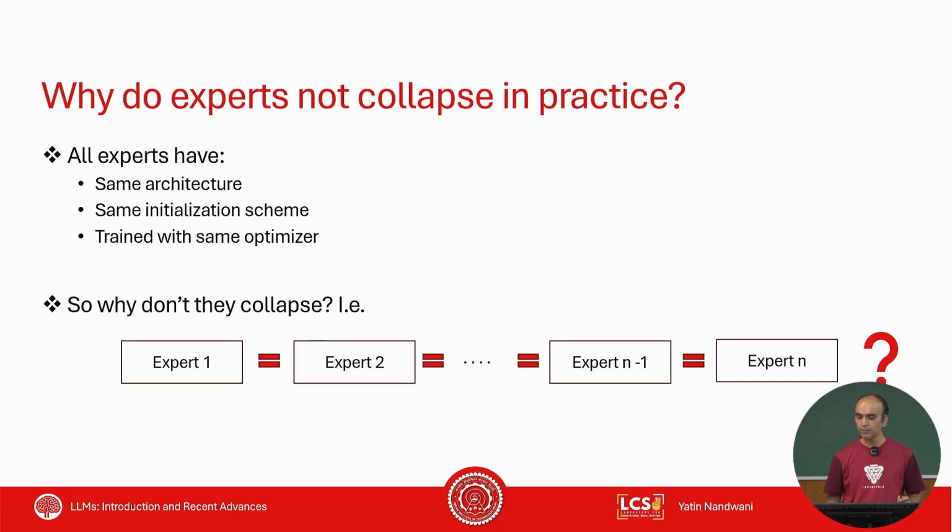But then we need to address some important questions, which is why are these experts not collapsing in practice? We are starting them randomly. This is the question that I think I raised earlier, right? It may so happen that all of them learn the same weights. So what is preventing their collapse?